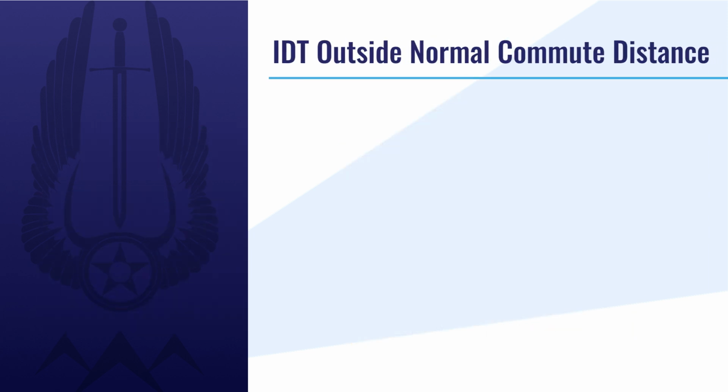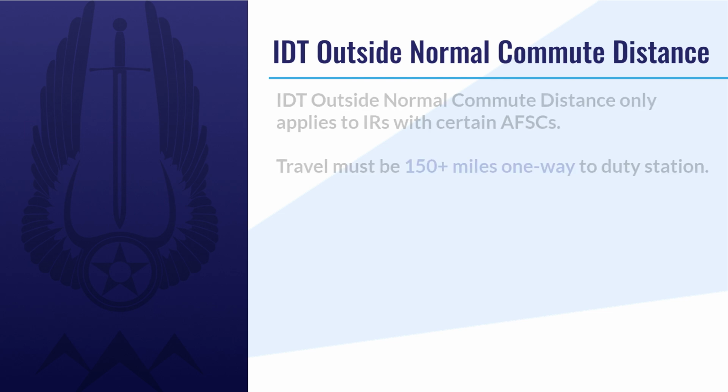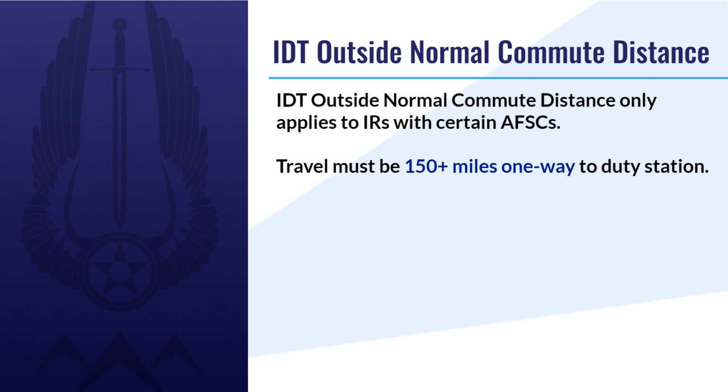IDT outside normal commute distance is not a commonly used travel type for IRs. It applies to IRs who meet certain qualifications with their AFSC. For travel to be considered outside of your normal commute, the commute must be 150 or more miles one way to the duty station.